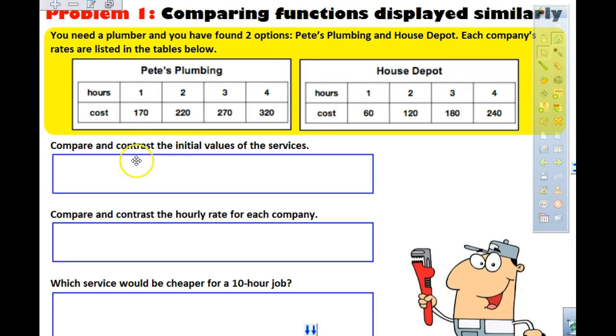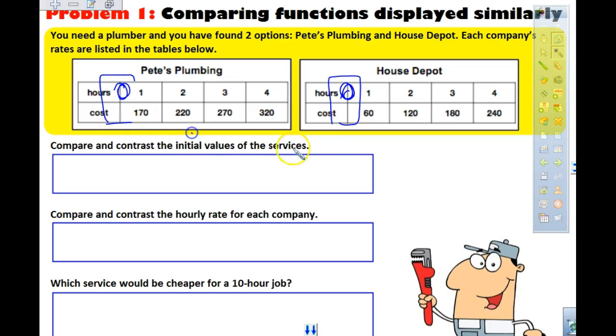One of the first things it asks us is to compare and contrast their initial values. My hint would be that instead of starting with comparing and contrasting their initial values, because we don't know that at this point, when I look at my tables, I don't have a 0 value. So you do want to have a 0 value, so please make sure you put that in. We need to figure out what they're charging us when there are 0 hours.